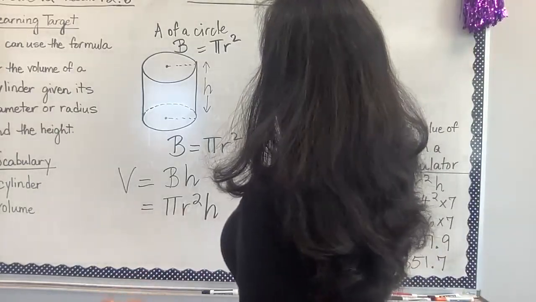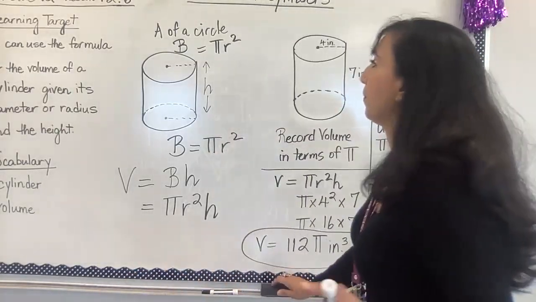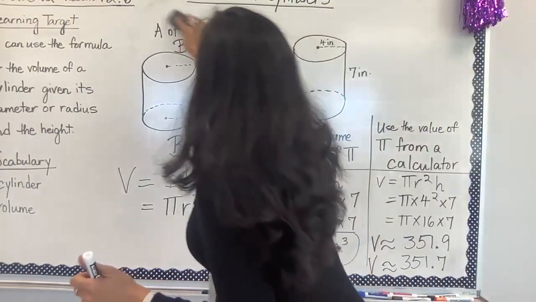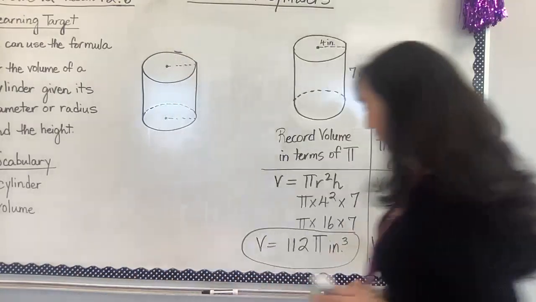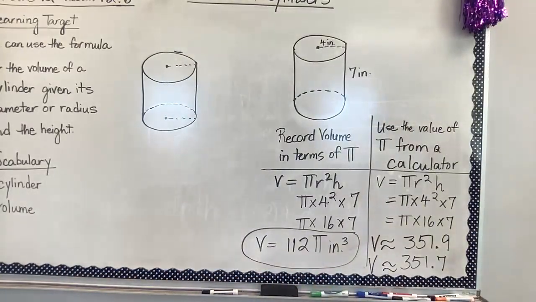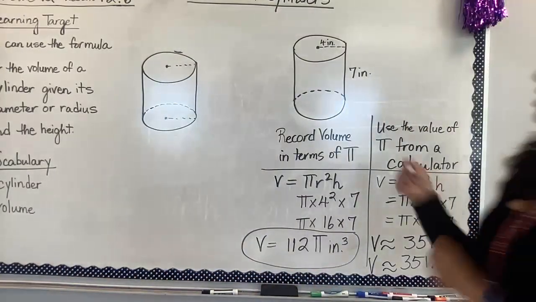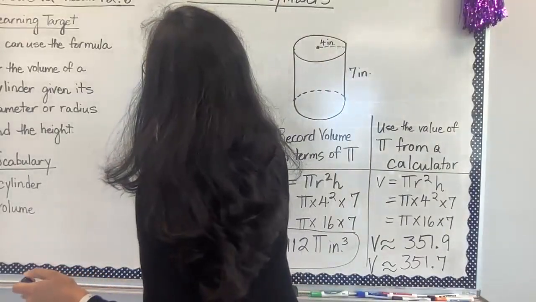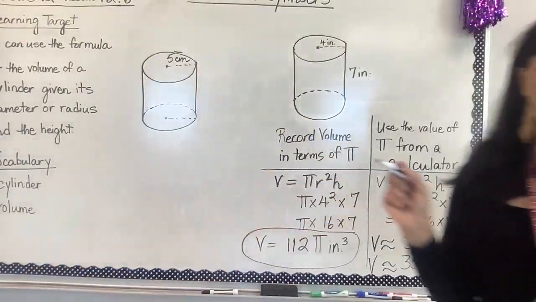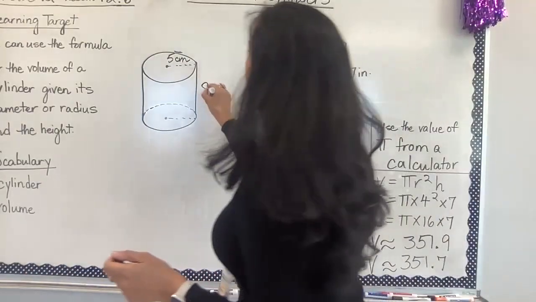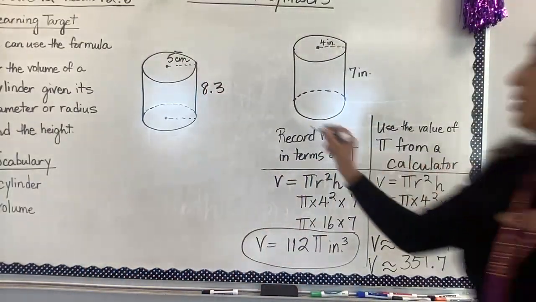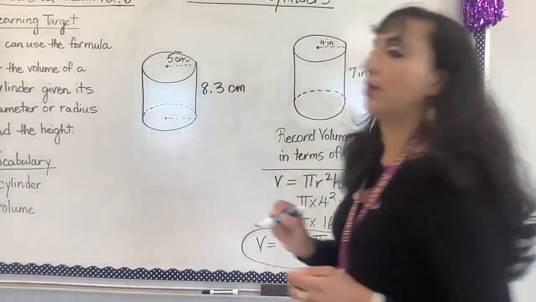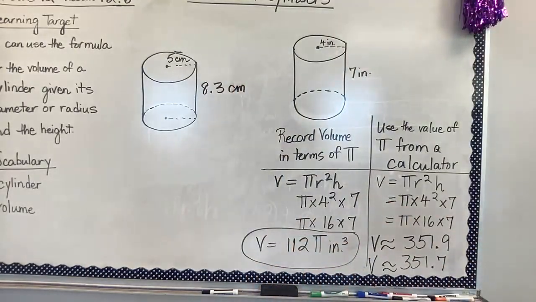Okay, and let me go ahead and do this. Okay, so I'm going to use this one, and I am going to change this one to 5 centimeters, and then I am going to change this to 8 3/10 centimeters. Okay, and so find the volume of the cylinder and round to the nearest tenth.